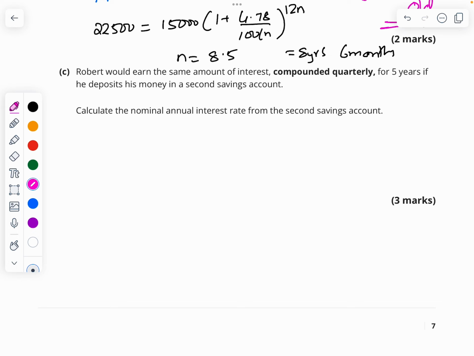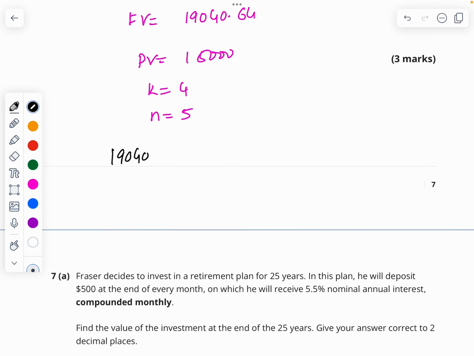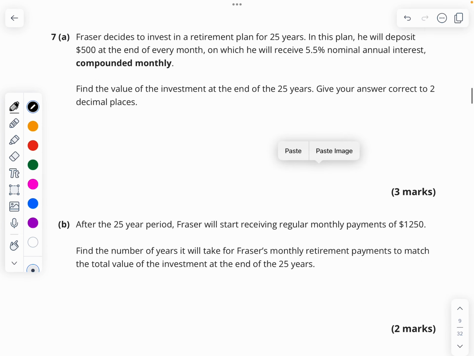Robert would earn the same amount of interest compounded quarterly for 5 years if he deposits his money in a second savings account. Calculate the nominal interest rate on the second savings account. So the future value is 19,040.64, the principal value is 15,000, K is 4 and N is 5. So 19,040.64 equals 15,000 times 1 plus R upon 100 times 4, whole to the power of 5 times 4. Use the calculator and you should get 4.80%.